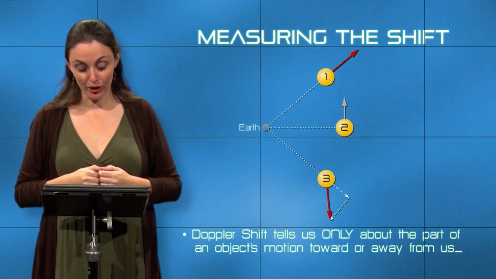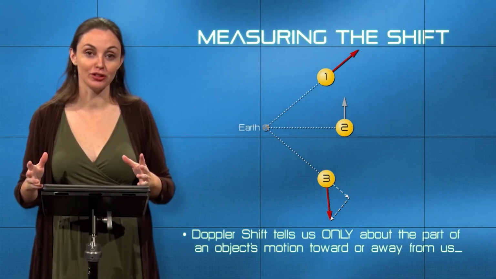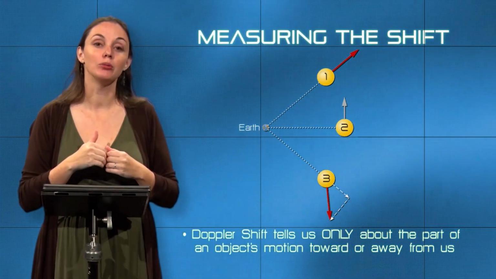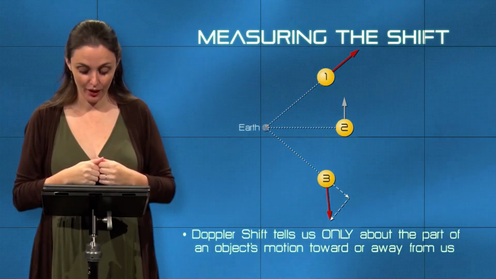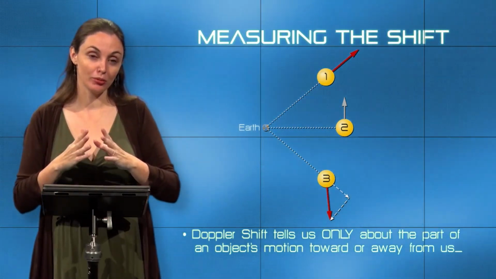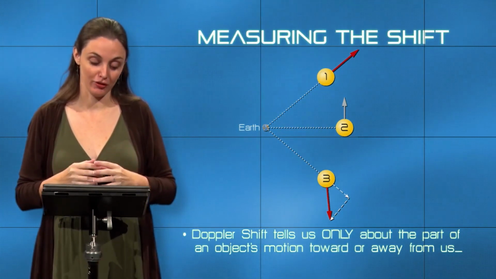But let's say we were able to see the spectrum of an incoming asteroid, for instance, and that object was coming directly towards us to impact Earth. It would be blue-shifted. So if you have at least a component of the object's motion that's moving towards us or away from us, then you can detect a Doppler effect.